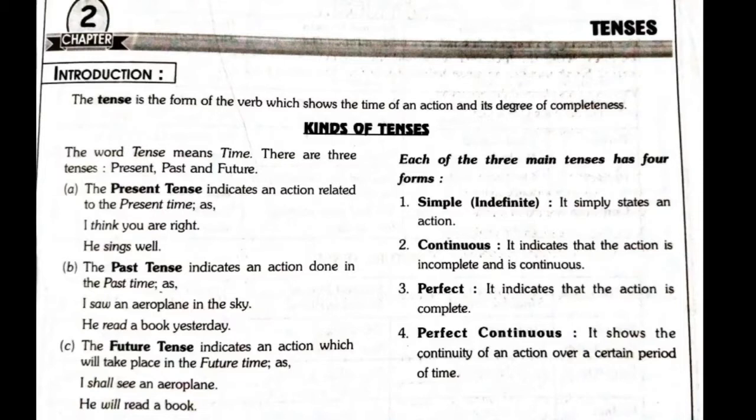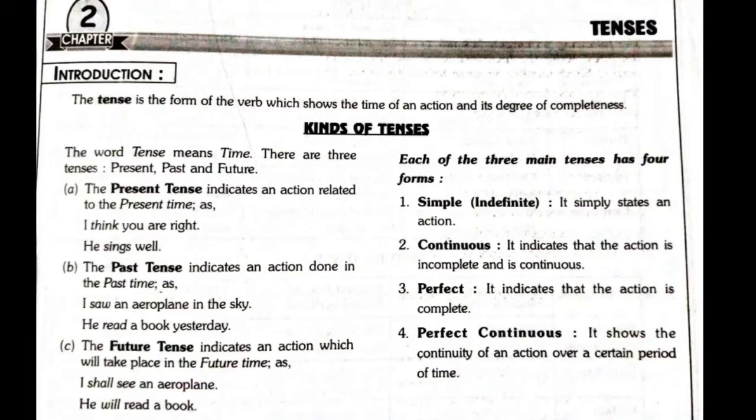Tense is the form of the verb which shows the time of an action and its degree of completeness. So, what is tense? It's a form of verb which shows the exact time of an action, that at what time the action has taken place, and its degree of completeness means that whether the action has been completed or the action is still in process or the action will get complete in the near future. So this is all about what tenses are.